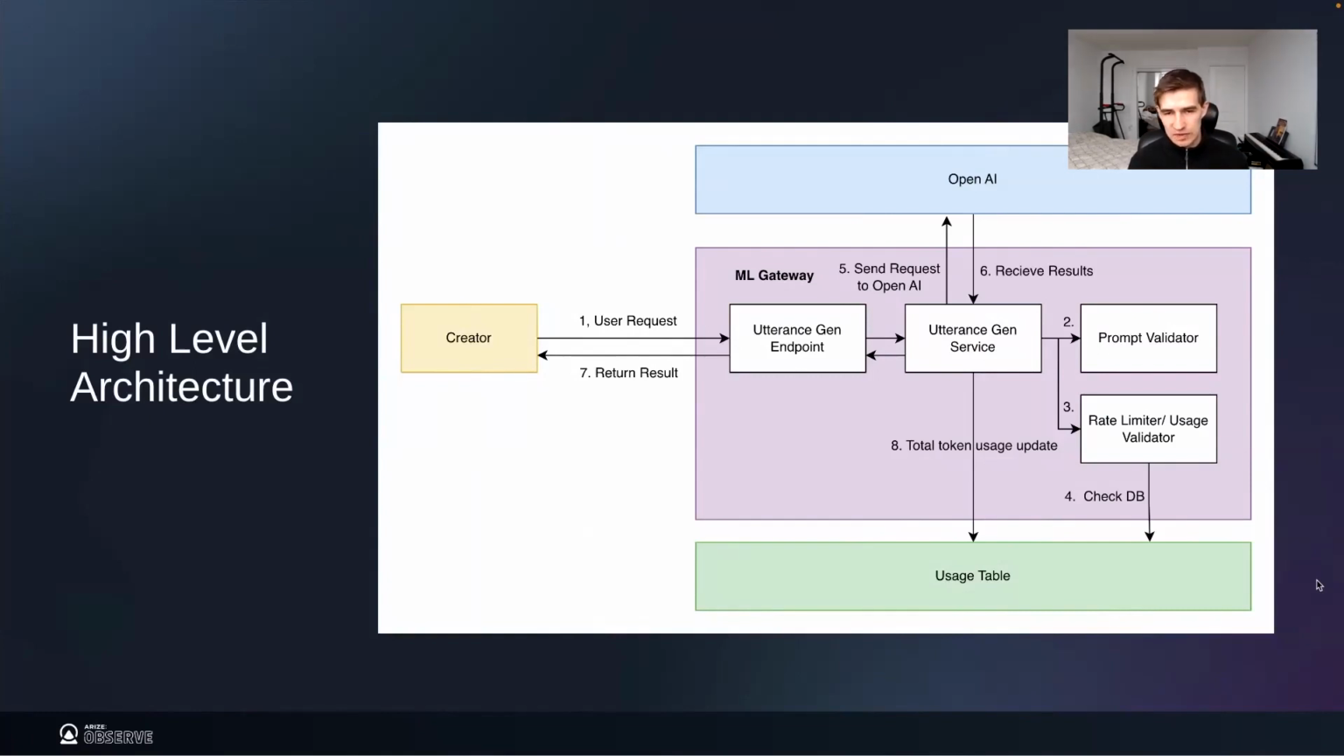It would make a request to the ML Gateway, and then based on whether or not it's a generative request or some other ML request, we would route them to the correct model. So all we had to do was add in a couple more endpoints to the ML Gateway to enable these features.